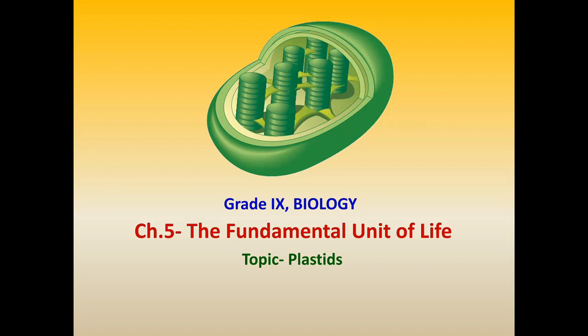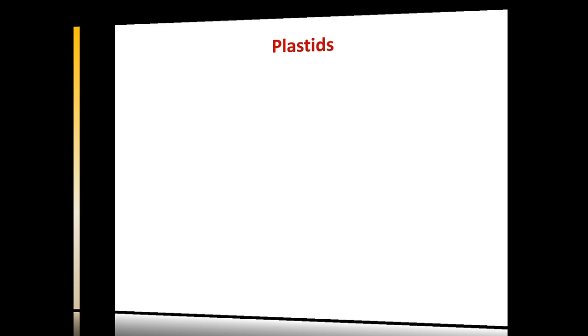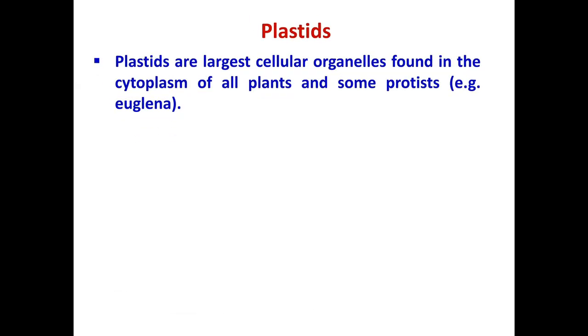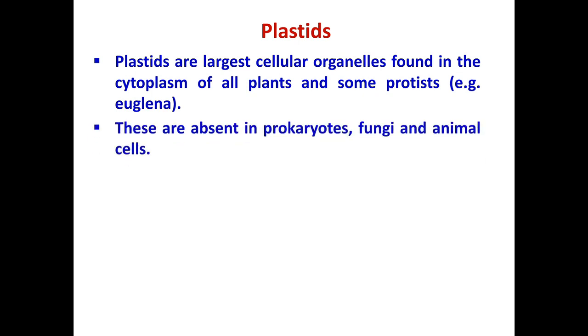Dear students, today I am going to explain about cell organelles known as plastids. Students, first of all, let's know some important facts about the plastids. Dear students, plastids are the largest cellular organelles which are found in the cytoplasm of all plant cells and some protists such as euglena. These are absent in prokaryotes such as bacteria and cyanobacteria. These are absent in fungi and these are also absent in animal cells.